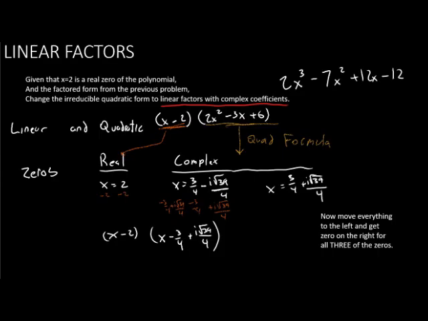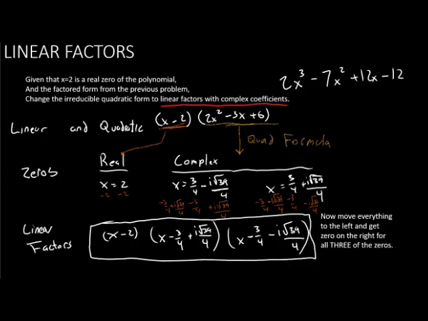Finally, for our third zero, we'll do the same and subtract 3/4 from both sides and subtract i root 39 over 4 on both sides. When we do the subtraction on the left, we'll still have x. We'll now have minus 3/4 and now minus i root 39 over 4. What we have now with these three parentheses is a set of linear factors with complex coefficients. So just like we can subtract 2 from both sides for our real zero, we can subtract a set of fractions and complex terms the same way in order to get our factors.